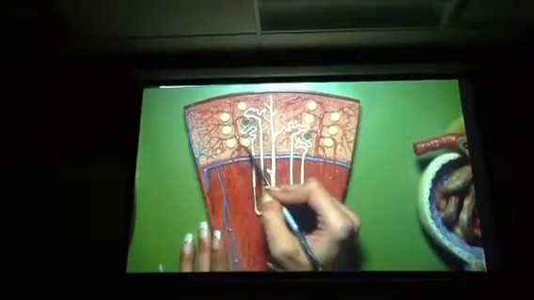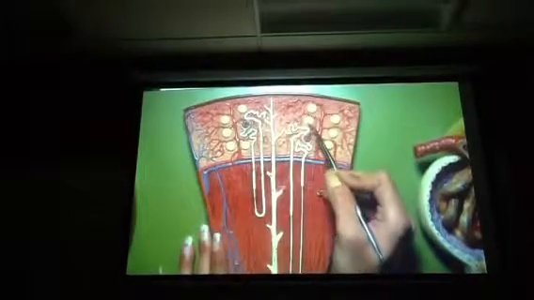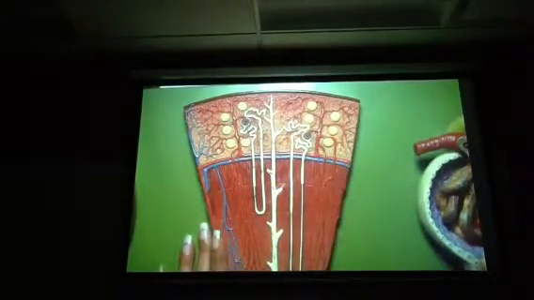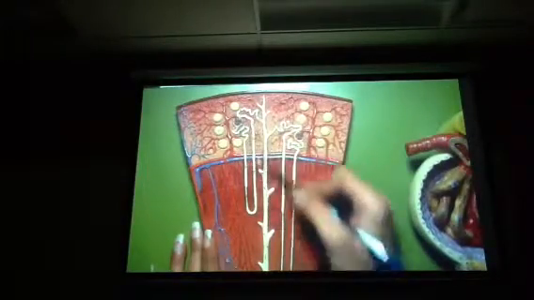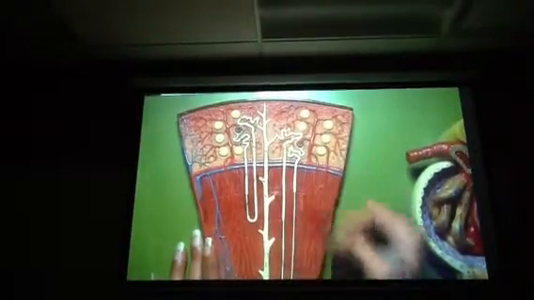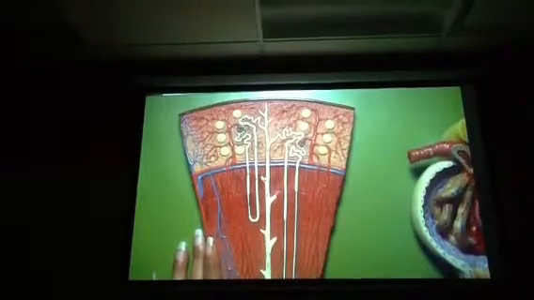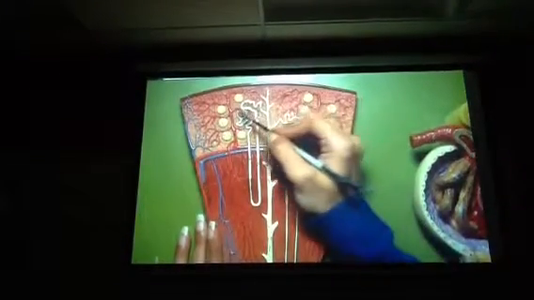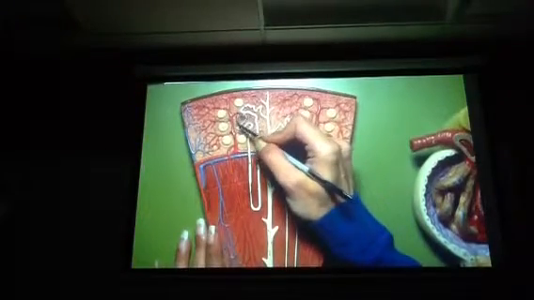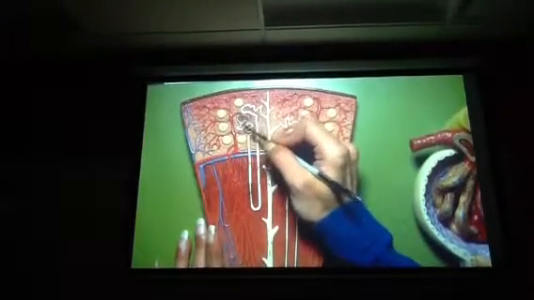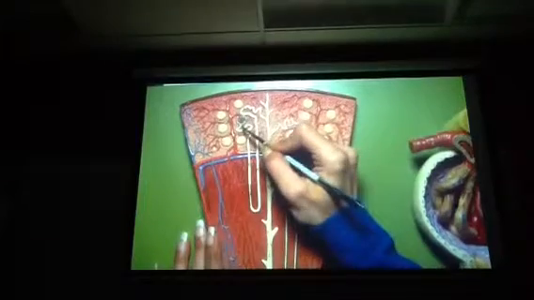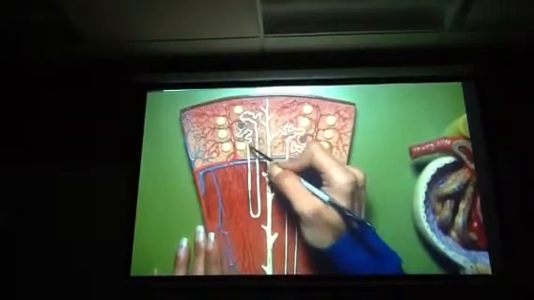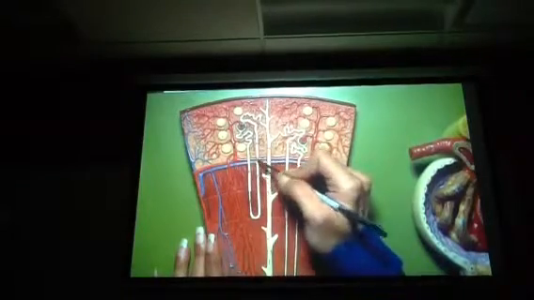So all of these are renal corpuscles, yes? This is one nephron, and this is a second nephron. Now the nephron has several segments to it. This is the glomerulus, this is Bowman's capsule, right? Attached to that would be the proximal convoluted tubule. Then we have the loop of Henle.